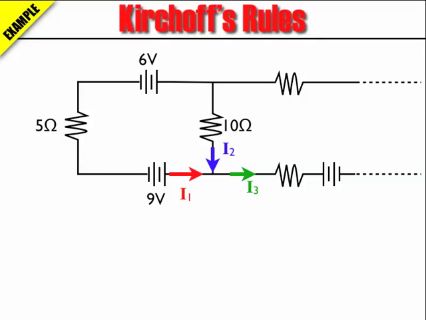First thing I'm going to do is the first rule. It says the sum of the currents going into the junction equals the sum of the currents going out of the junction. So I1 and I2 go into the junction, and I3 comes out. So I write the first rule as I1 plus I2 equals I3.